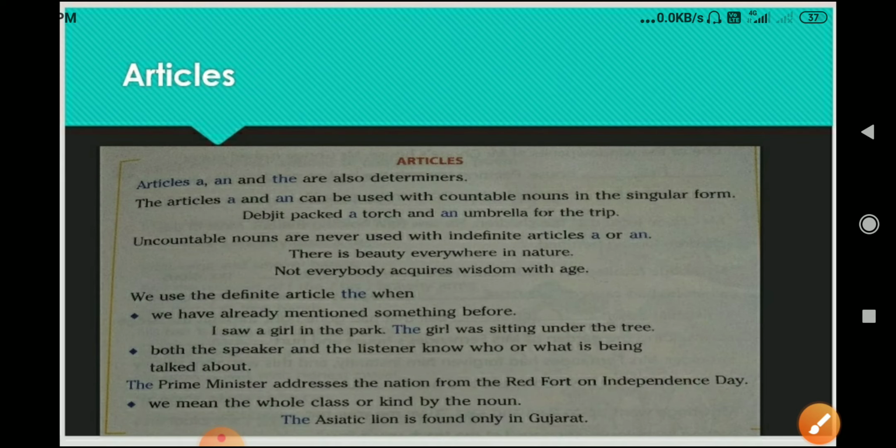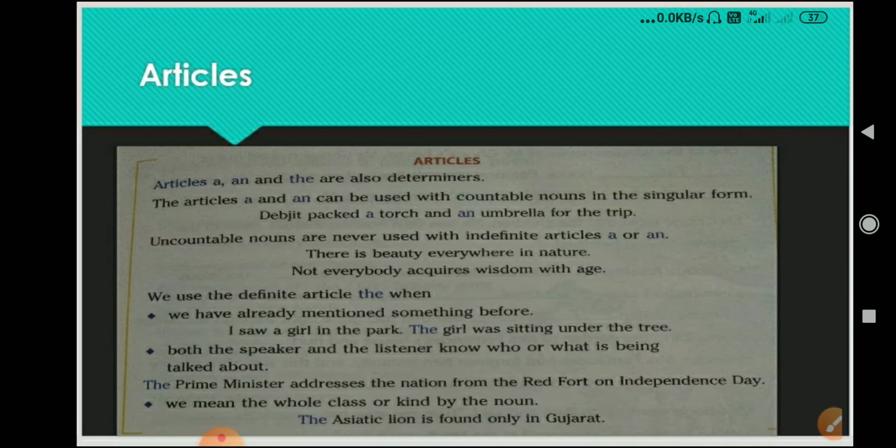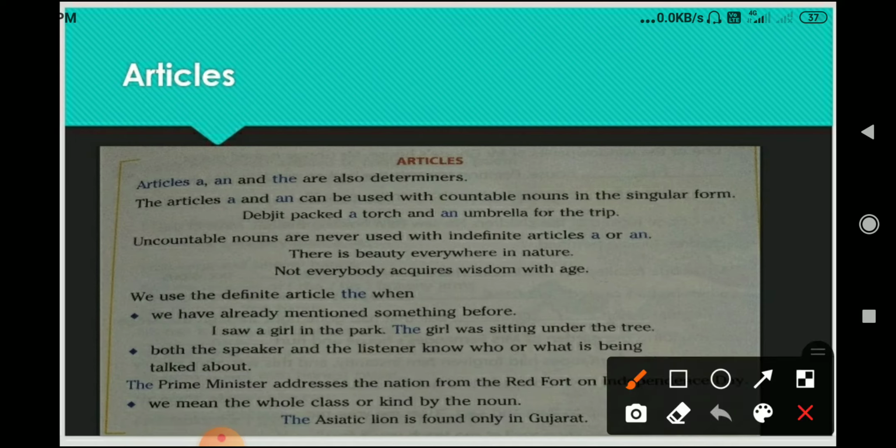Next, articles function as determiners, or we call the articles determiners. Now there are two kinds of article: definite article and indefinite article. A or an is the indefinite article. Uncountable nouns are never used with the indefinite article, meaning the indefinite article like a or an always comes with a countable singular noun.